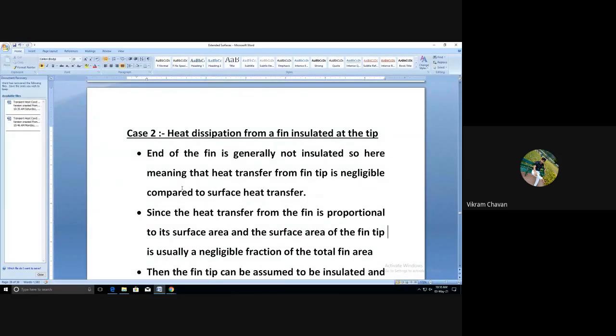Now write down case number two: heat dissipation from a fin insulated at the tip.